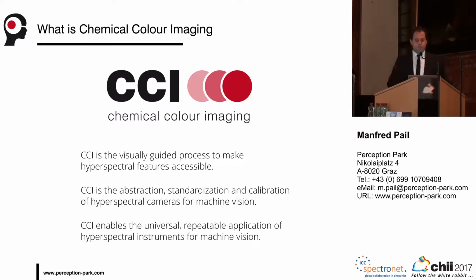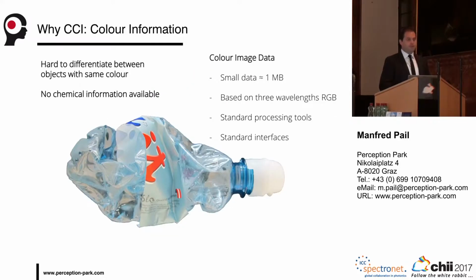Chemical color imaging, or CCI, is a visually guided process to make hyperspectral features accessible. It abstracts, standardizes, and calibrates hyperspectral cameras and enables the universal, repeatable application of hyperspectral cameras for the machine vision community. So let's have a look at this image.